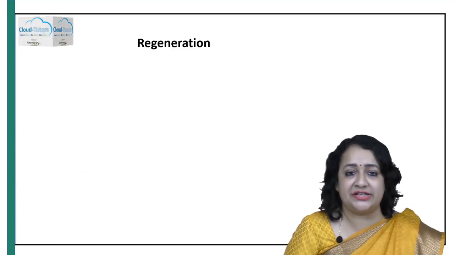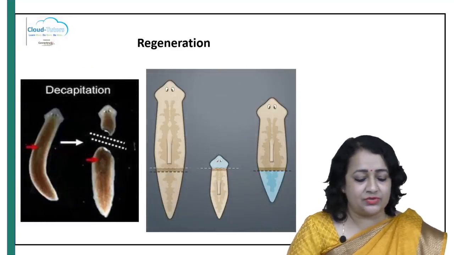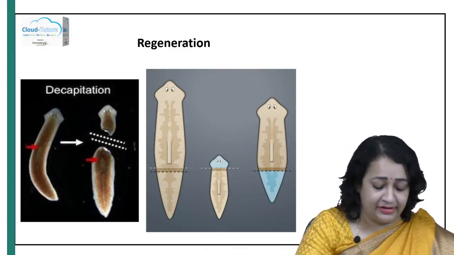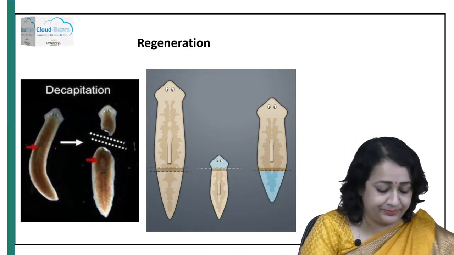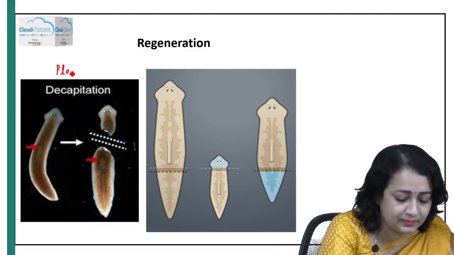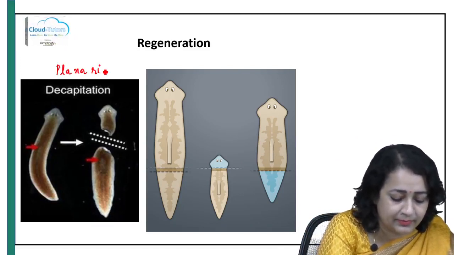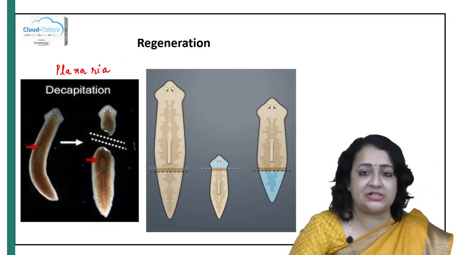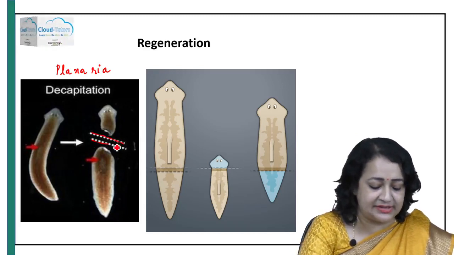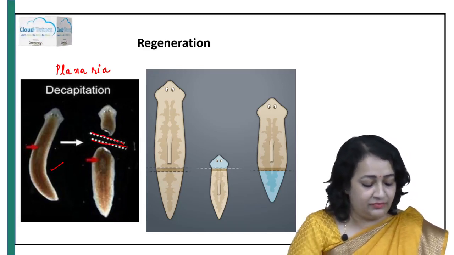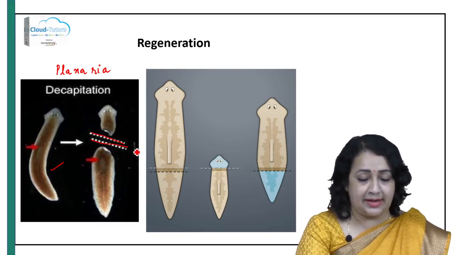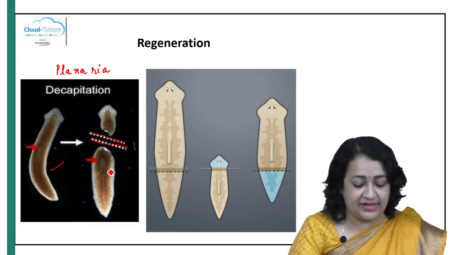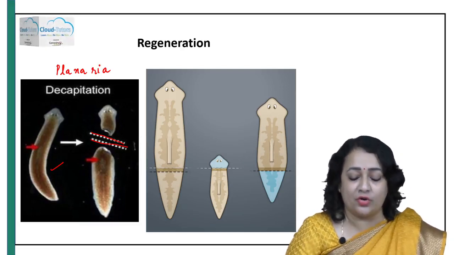Next we have regeneration. Regeneration happens in the case of planaria. We have taken the example of planaria. So in planaria, what will happen? Suppose there is decapitation. The head is cut over here, right? You can see the organism. So this is the full organism. Here decapitation has happened. The head portion is separated. Now what will happen? The head portion as well as the lower portion will develop into a new organism.